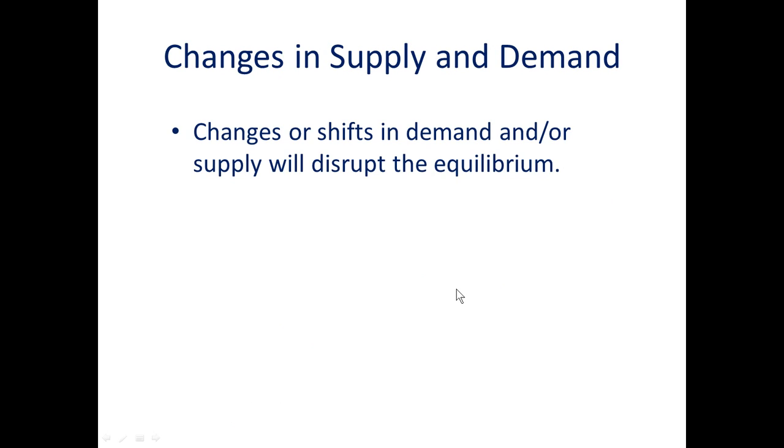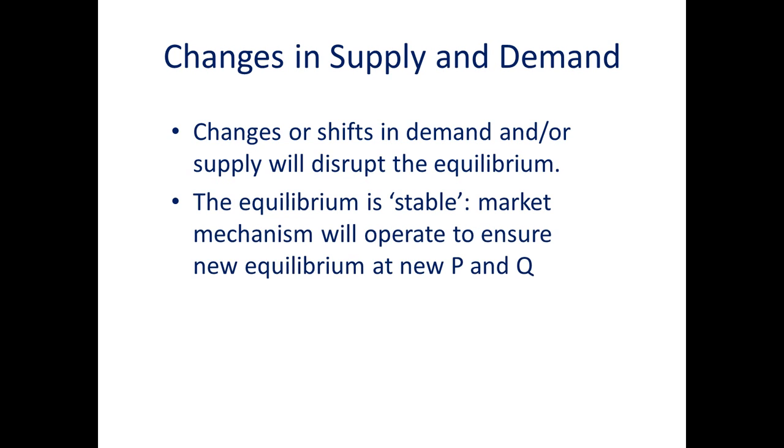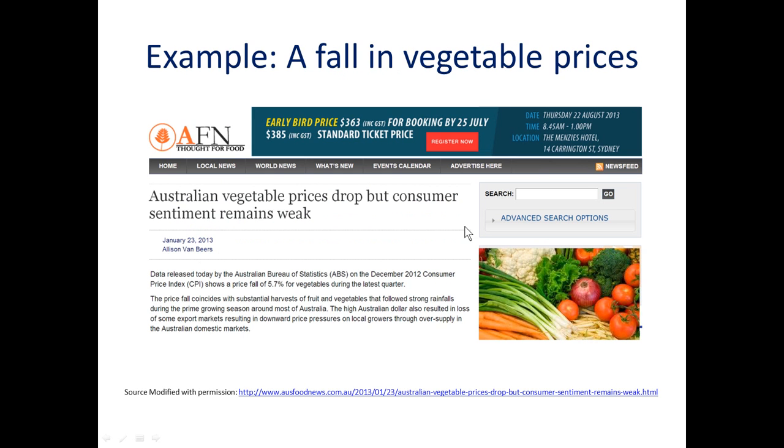So when do shortages and surpluses occur? Well, they occur when there are shifts in the demand and supply curves which disrupt the initial equilibrium. The equilibrium, luckily, is normally stable. In other words, there are market mechanisms which will operate to ensure that a new equilibrium is reattained at a new price and quantity.